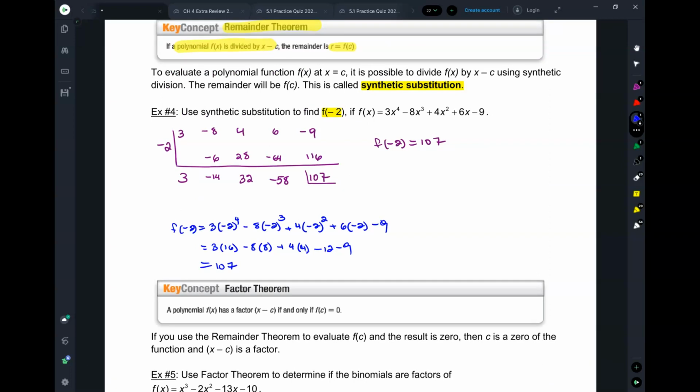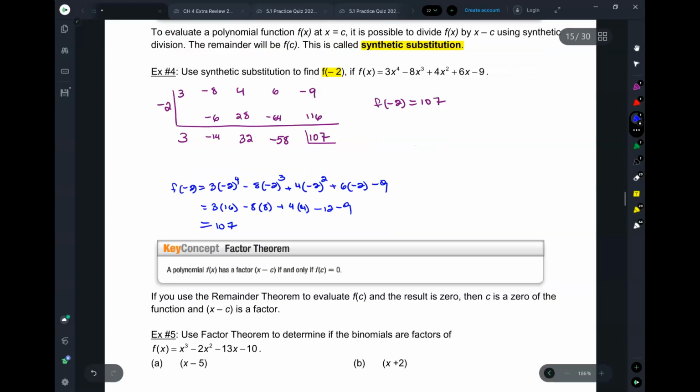If you do this to find f of a value, f of negative 2, and you get a remainder, well, if the remainder is 0, that means it was a factor, right? In that case, if you have a number where the remainder is 0, and you find f of that number, wouldn't you just get 0? So do you see how it totally works with each other?